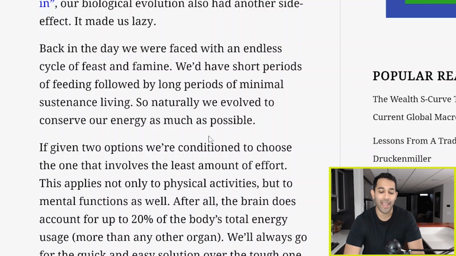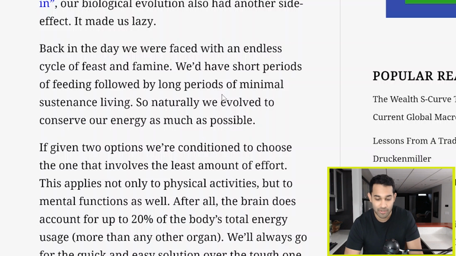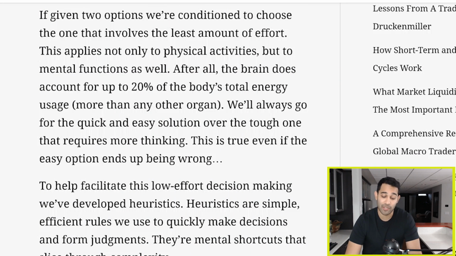So I talk about back in the day how we were faced with cycles of feast and famine. So we'd have short periods of feeding with long periods of sustenance living. You know, you'd kill a boar and feast on that boar. Everybody was real happy for a day, and then you'd starve the rest of the time. So naturally, we evolved to conserve our energy as much as possible. So given two options, we're conditioned to choose the one that involves the least amount of effort. And that doesn't just go for physical activities, but it goes for mental functions as well.